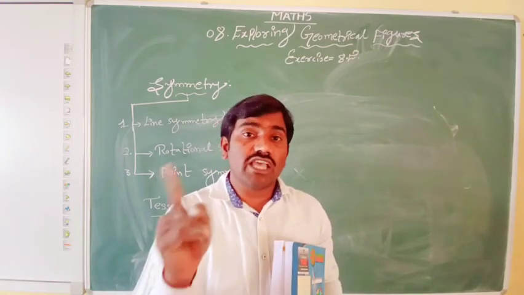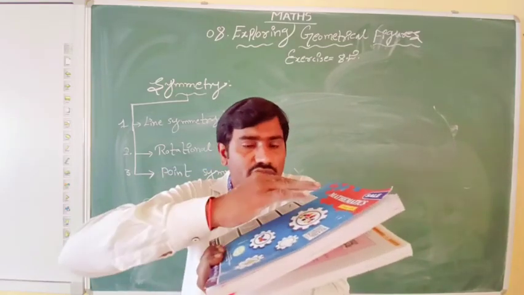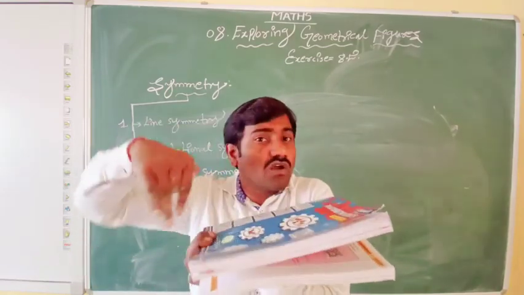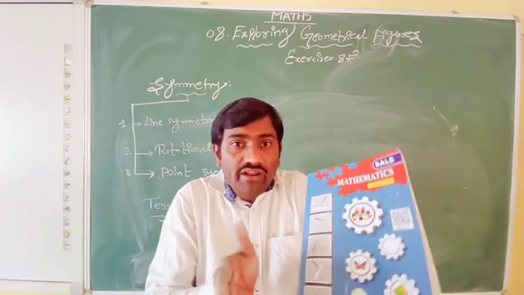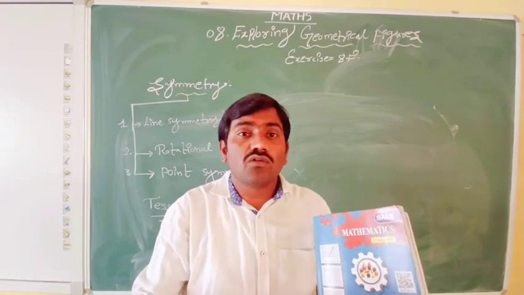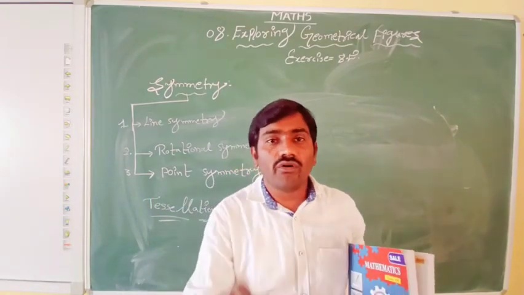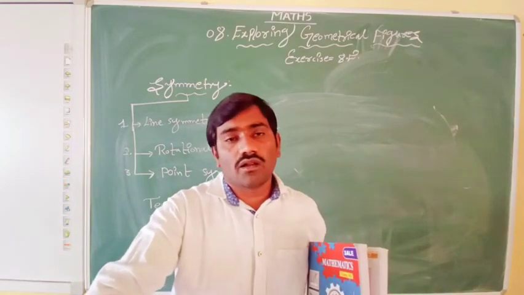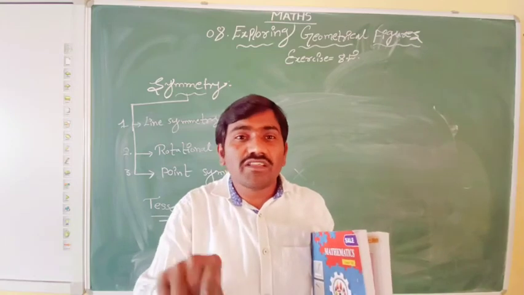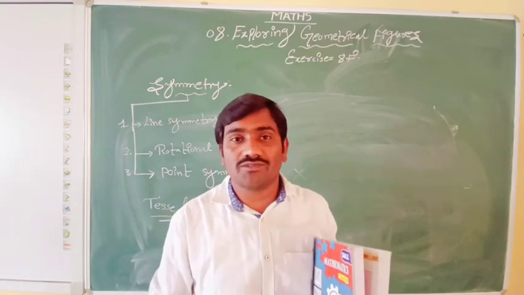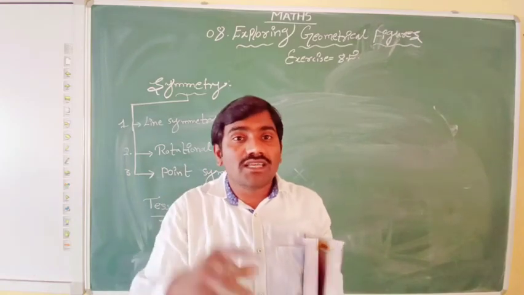The figures which have the same size and the same shape, if you keep one figure on another figure and it occupies the same place, are called congruent. If congruent figures are attached end to end without any gap, they are known as tessellations. Simple. All the tiles of your classroom, your home or puja room will be the same size and the same shape also. So they are called tessellations.